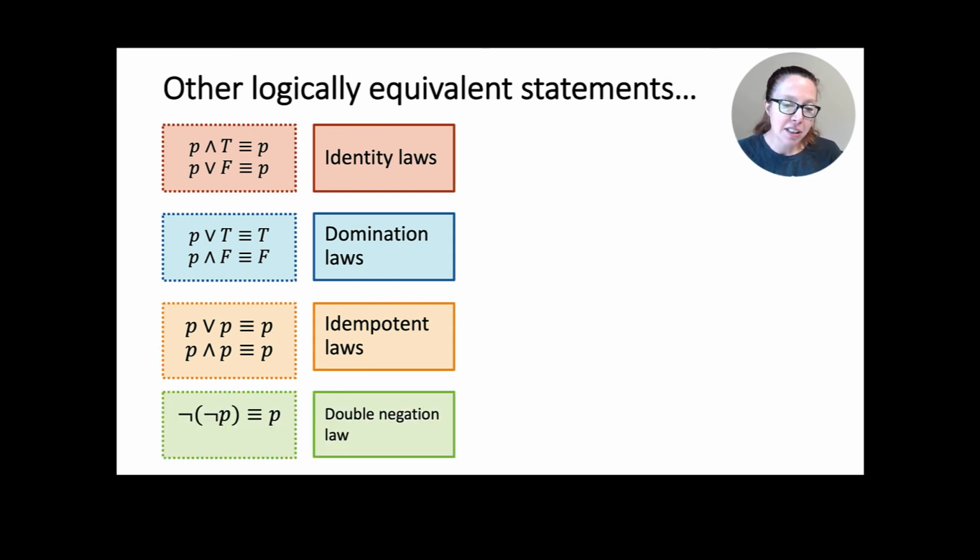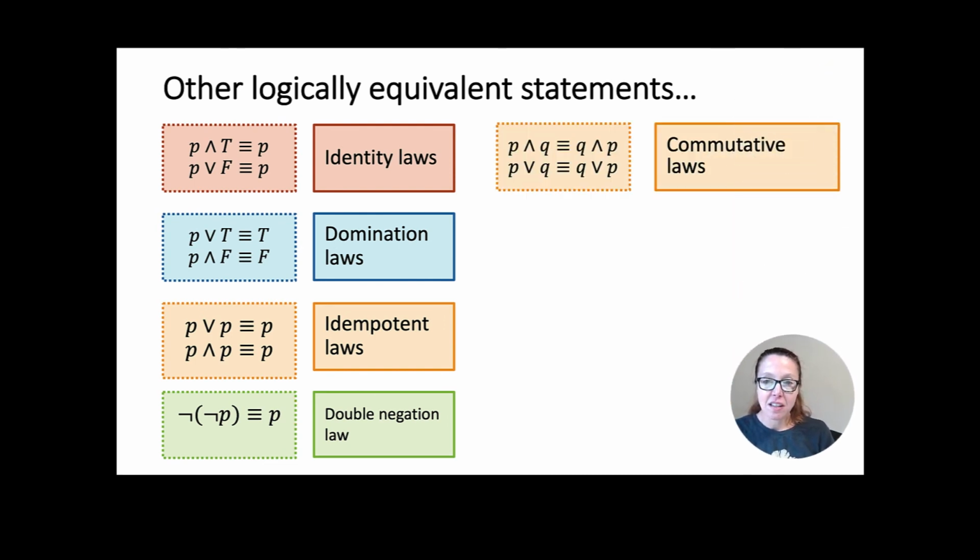And the double negation laws. If I have not not P, that's the same as P. They're equivalent. We also have commutative laws. P and Q is the same as Q and P. And P or Q is the same as Q or P. The order there doesn't matter.